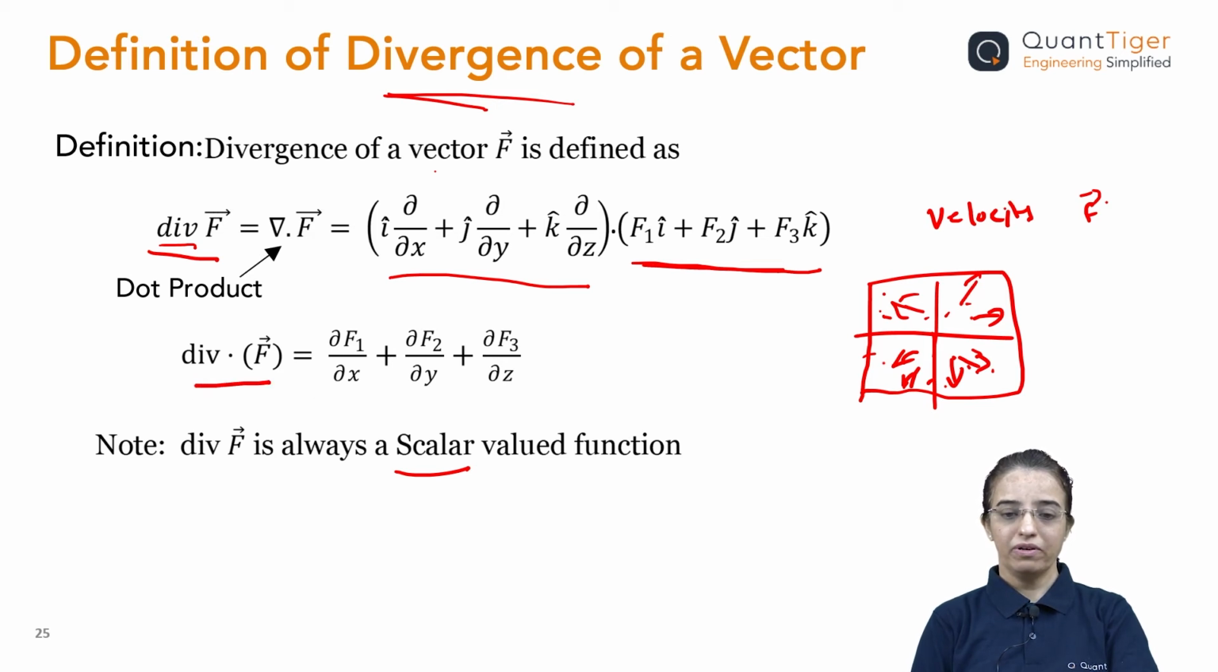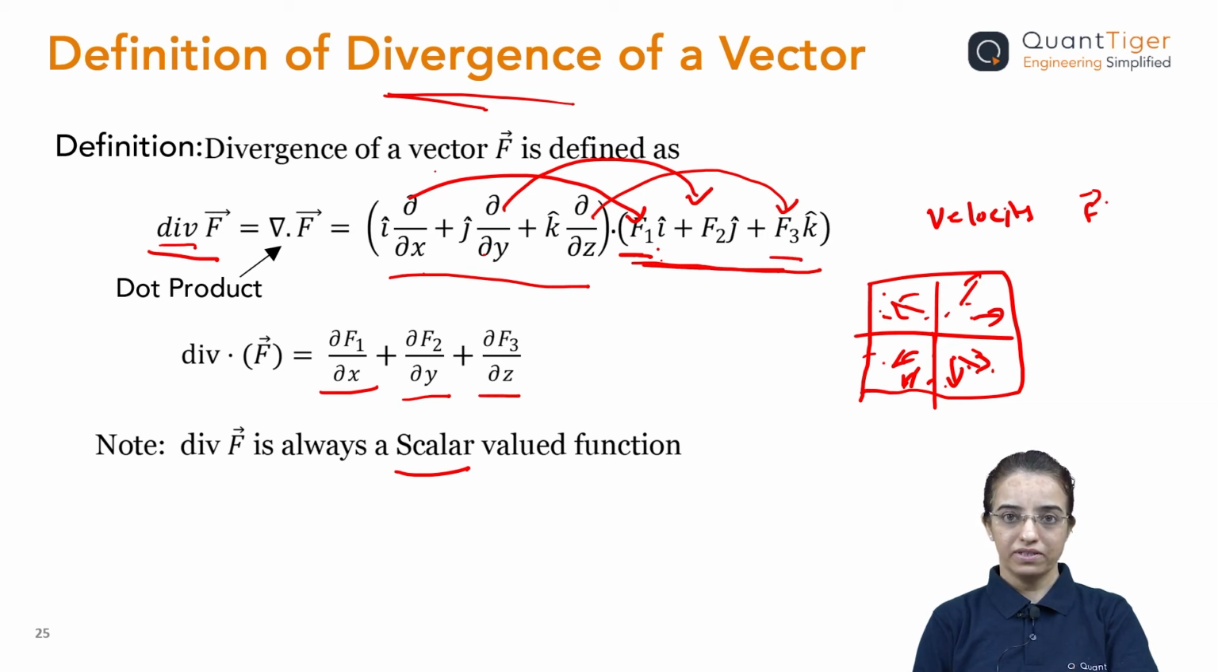So simply what we will be doing is: i का del by del x of f1, because i के साथ if you see here जो भी आ रहा है we will be differentiating. Then this is coming with j cap along the y axis, so we take its partial differentiation with respect to y, and इसका del by del z जो कि हमें k cap के साथ आ रहा है, with respect to z we will be taking partial differentiation.